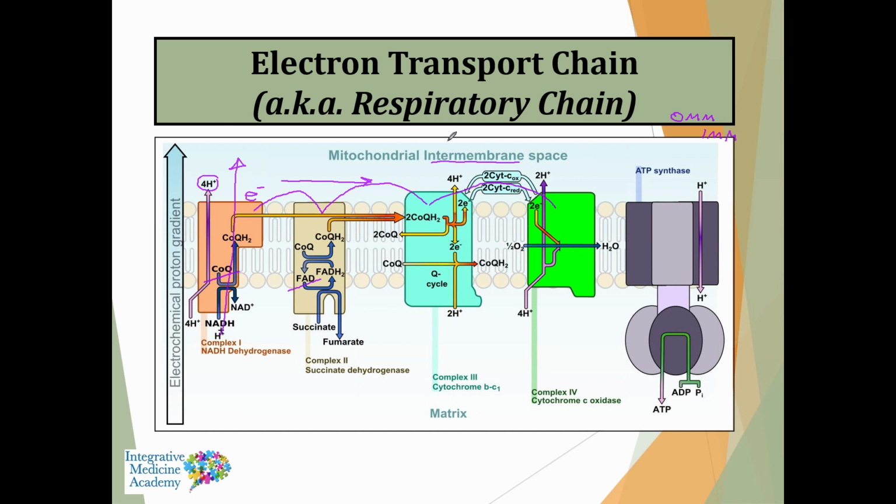So we've got this space kind of in between. What happens is we start pumping out a bunch of protons that start accumulating in this inner mitochondrial space. At the same time, we're moving electrons from one complex to the next. Well, eventually they start to accumulate on the outside of this ATP synthase enzyme complex.